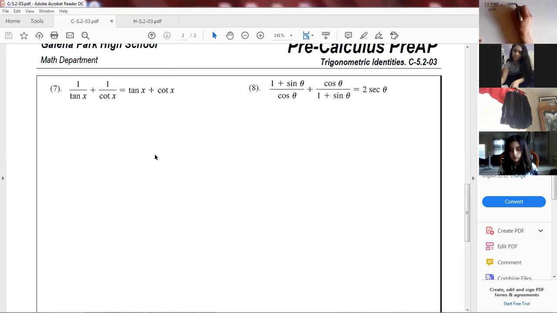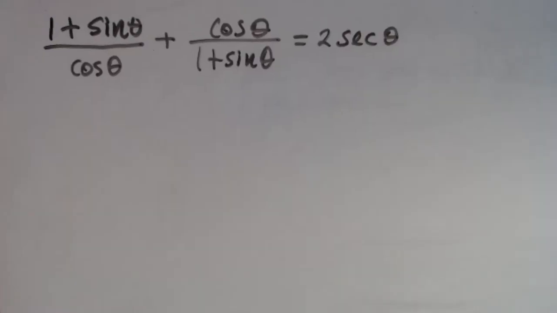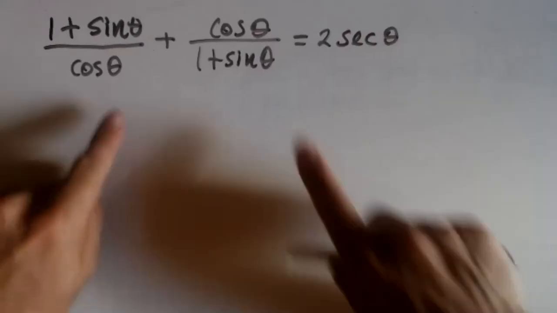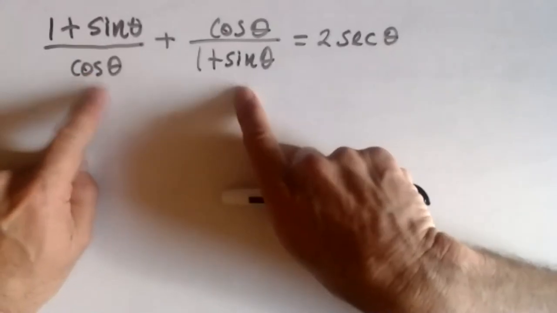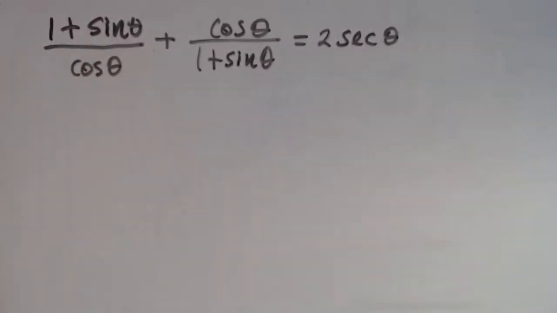Is cosine theta over 1 plus sine theta. And this has to be twice the secant of theta. I have to prove this identity. There is my identity. Looks bad because this, oh my gosh. This is terrible, but okay.